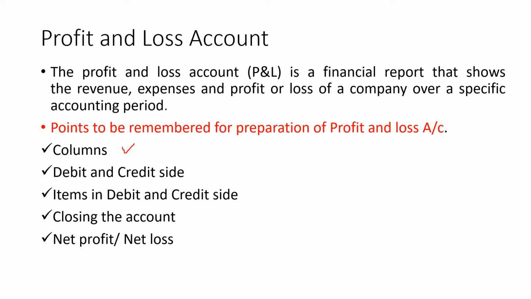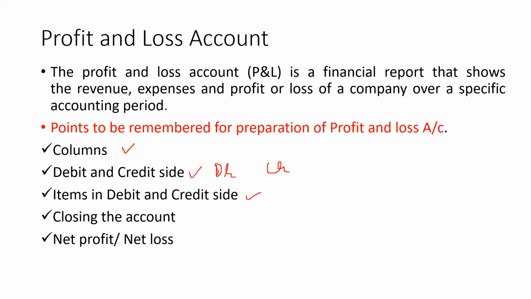So the columns are 4. First column is particulars, then amount, then particulars, amount, for debit and credit. Both on the left hand side and right hand side we have to prepare two columns. Now, debit and credit side, same as the trading account: on top of the left hand side we write capital DR, and on top of the right hand side we write CR, capital C, small r. Then items in debit and credit side are the same as in the trading account. On the debit side we write all the expenses or losses, and on the credit side we write all the incomes or gains.